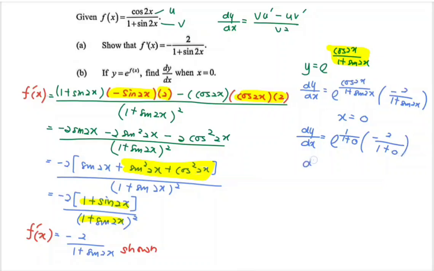So from here, we have the dy/dx, which is equal to e to the power of 1, multiplied by negative 2. So finally, the dy/dx is equal to negative 2e to the power of 1.